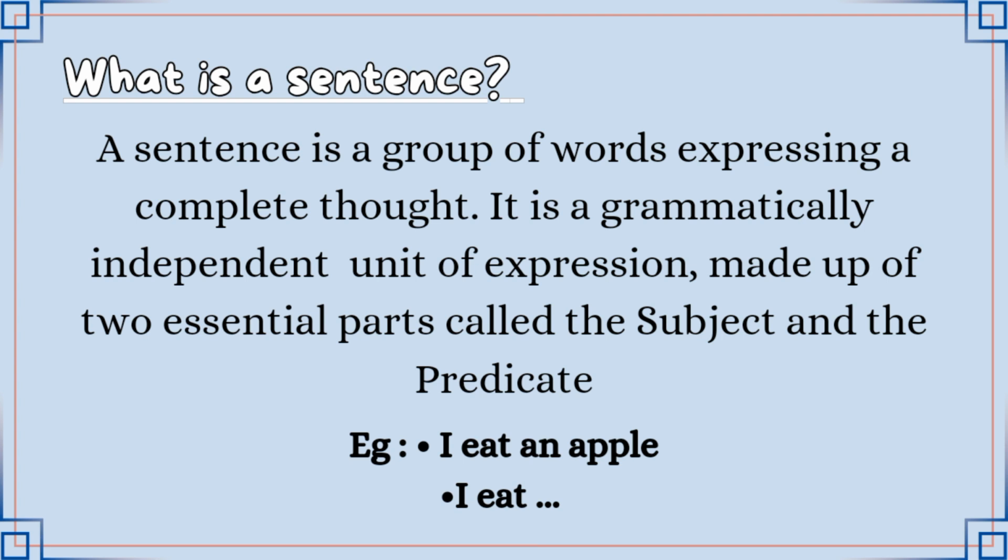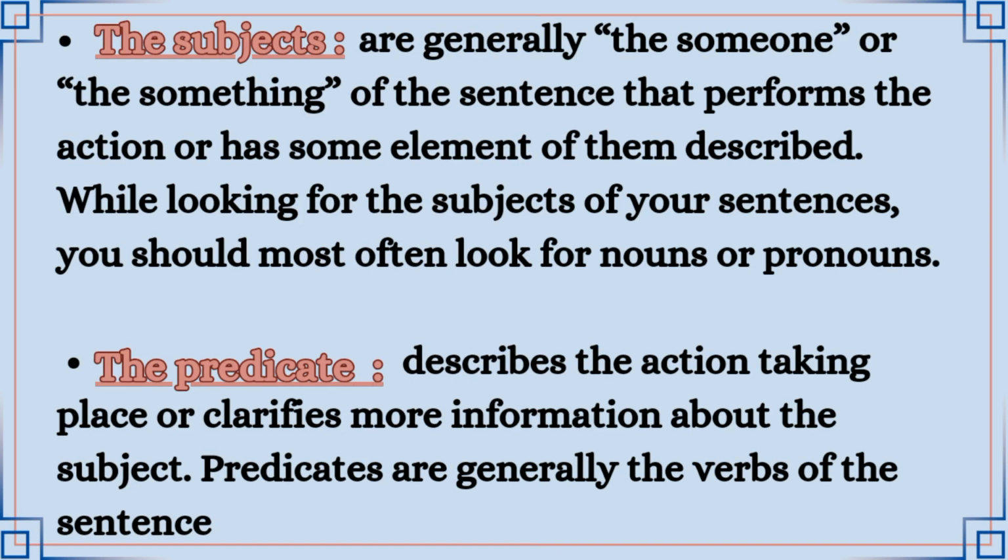The sentence is a grammatically independent unit of expression. هي وحدة مستقلة من التعبير made up of 2 essential parts called the subject and the predicate. الشرط الثاني هو تكون الجملة من جزئين أساسيين. الأول يسمى subject والثاني يسمى predicate. Now we have to know what is the subject and what is the predicate. شنو هما المكونات الجملة. The first is the subject.